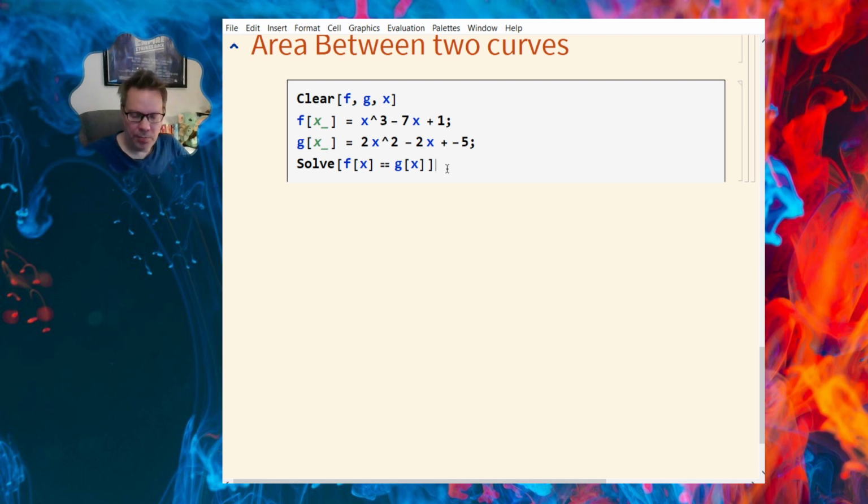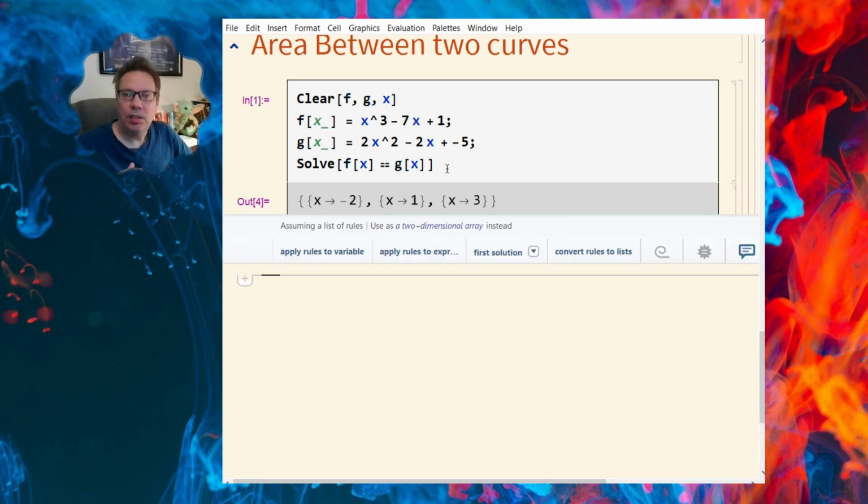So using a Solve command, I get three nice values: -2, 1, and 3. Those are my intersection points.